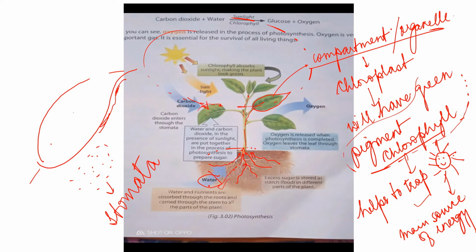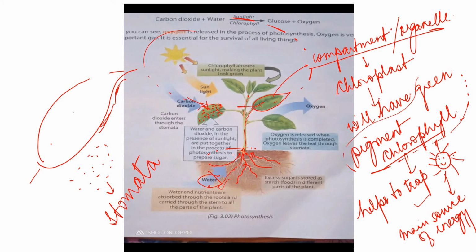So how does the carbon dioxide get inside the plant body? It gets inside through the stomata, which are present on the underside of the leaf, that is, the lower portion of the leaf. These are tiny pores. So through these pores, the carbon dioxide enters the plant.